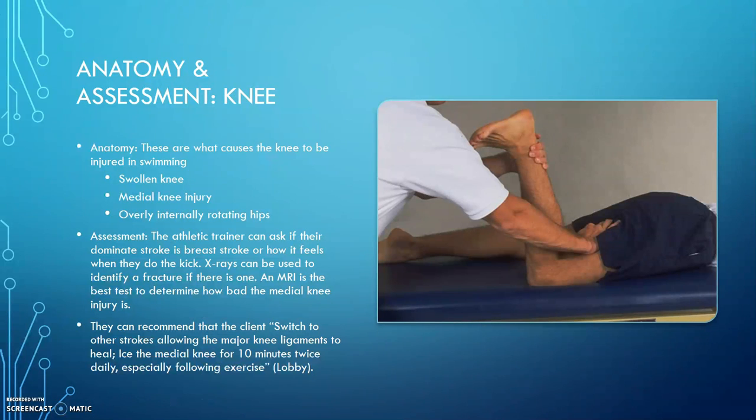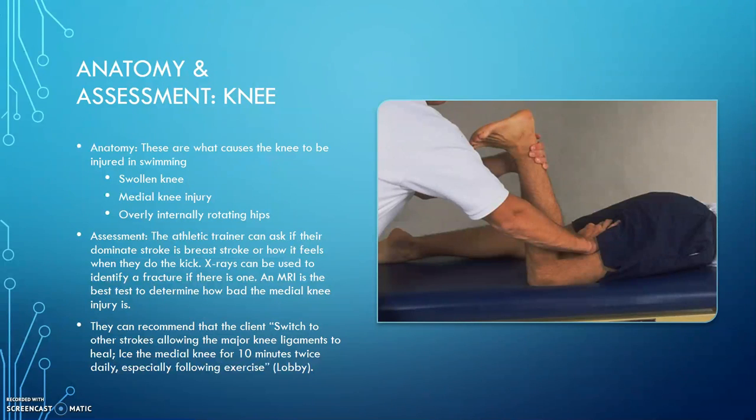These are what causes knee injuries in the sport of swimming: a swollen knee, medial knee injury, overly or internally rotating the hips can cause it. In an assessment, the athletic trainer is going to ask you questions just to see when, why, and how it happened. They can do x-rays in order to identify if there's a fracture, and then an MRI is the best way to determine if there is an MCL knee injury.